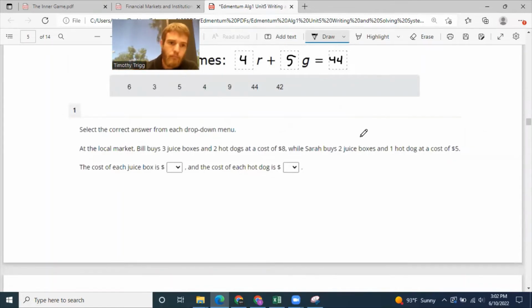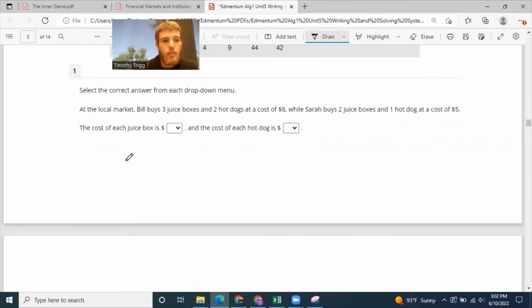Okay, let's look at question 1 from the mastery test. At the local market, Bill buys 3 juice boxes and 2 hot dogs for a cost of $8. So let's write that first equation. 3 juice boxes, so juice boxes are going to be X in this case, plus 2 hot dogs. Hot dogs are going to be Y, and the cost is $8.